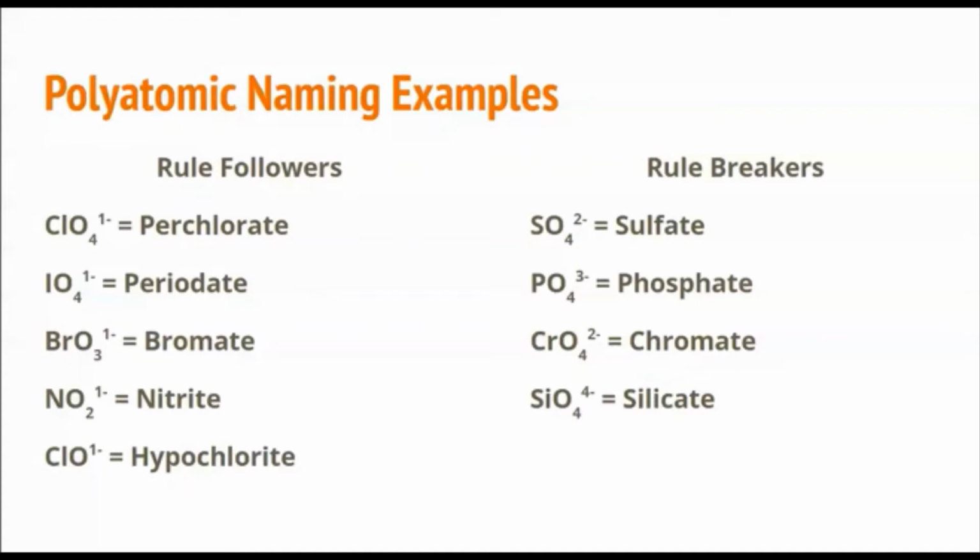Now looking at the rule breakers, you have sulfate that has 4 oxygens, but a charge of 2 negative. Phosphate, 4 oxygens, a charge of 3 negative. Chromate, 4 oxygens, a charge of 2 negative. And silicate, 4 oxygens, a charge of 4 negative. For the rule breakers, we very rarely see the ites or the pers. Most of the ones that we use for rule breakers will be ates.